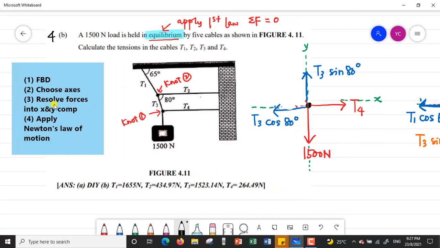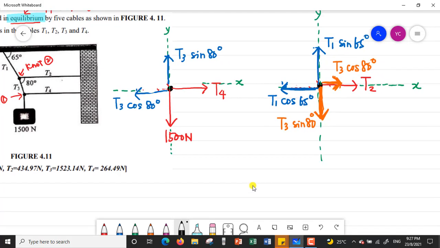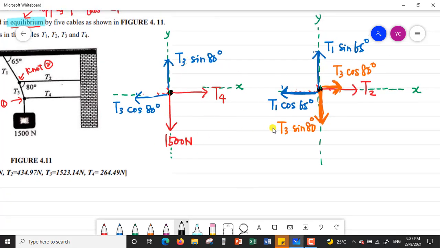So class, after we have resolved all the forces, we are going to apply Newton's law of motion. Since the question said the system is held in equilibrium, we know that equilibrium means the forces are balanced, so we are going to apply Newton's first law. So which one do we want to start first?